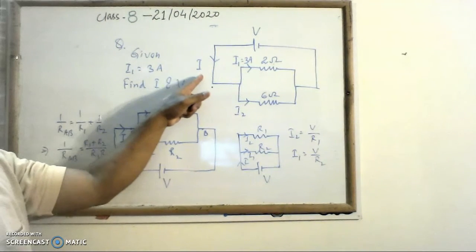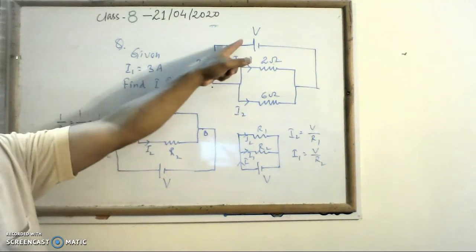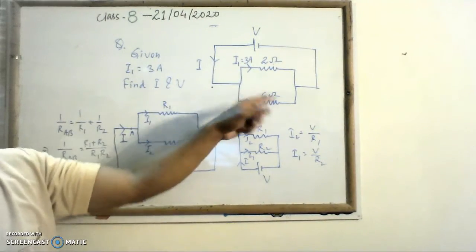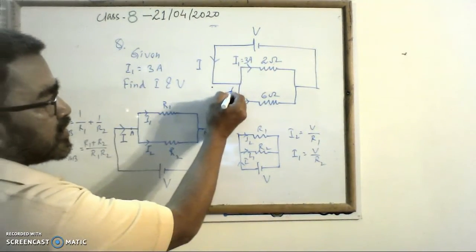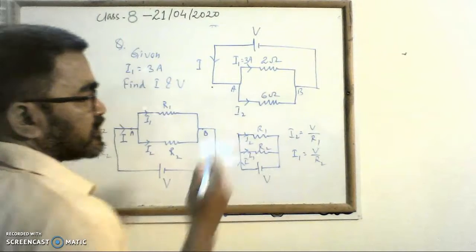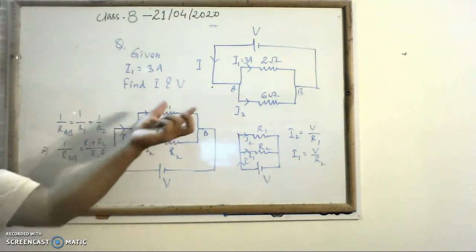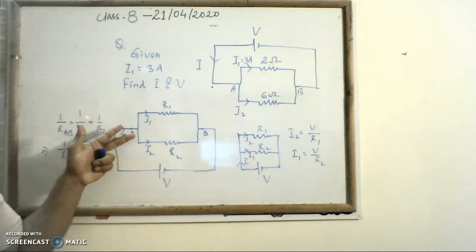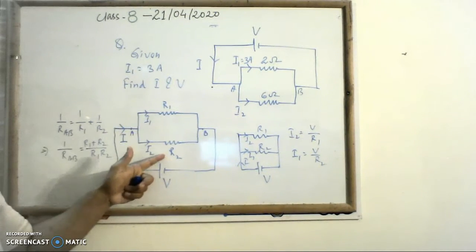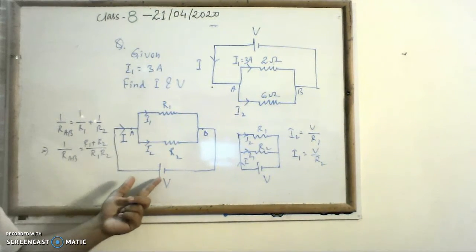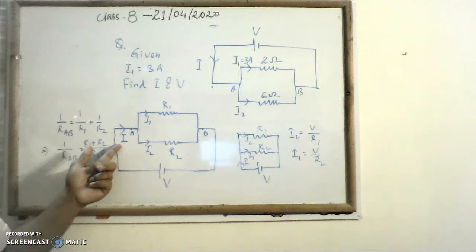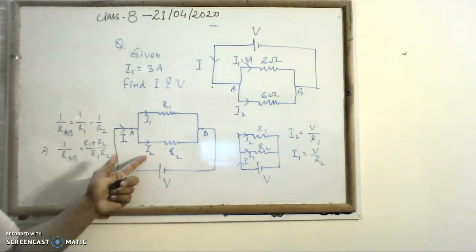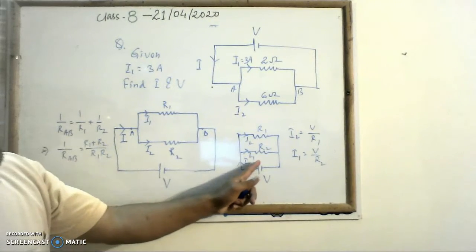That is, I is the total current and V is the voltage of the battery applied across this distance. Suppose this is A and B. I can show you that if R1, R2 are connected in parallel and V is the battery, I is the current, and I1 is this current, I2 is this current, and this current is equivalent to this current, same.